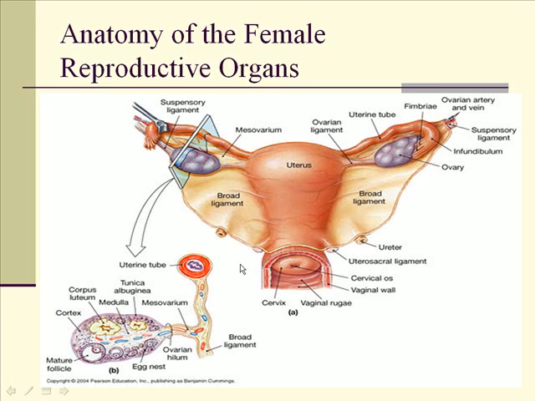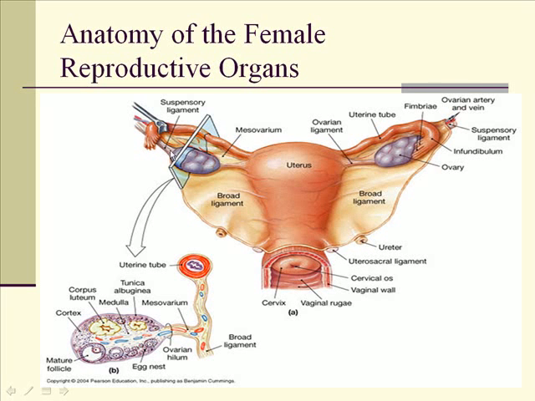But these are just some of the structures. You should be able to identify the broad ligament. You should be able to identify the uterosacral ligament, the ureters as they come down from the urinary bladder, their location, the vagina, the cervix, the cervical os, which is the opening of the cervix. And again, I think I already talked about the fallopian tubes.